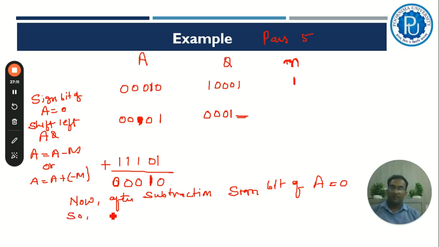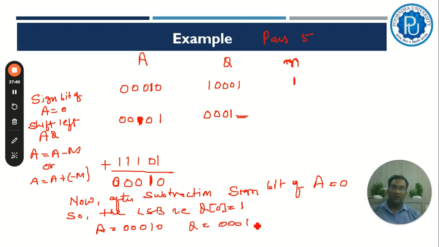So that is Q0, which will be equal to 1 there. Okay, this we will set over here. So in this step, the accumulator will become 00010, and Q will become 00011 there. Okay, so this is in pass number 5.